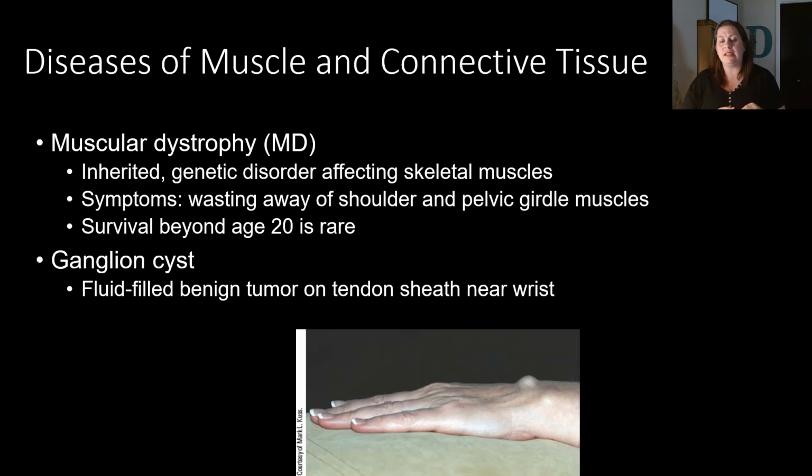Another one we see with the connective tissue with muscles is called a ganglion cyst. Ganglion cysts are a fluid-filled benign tumor that is going to be found in the tendon sheath, and normally it's near the wrist area, like you can see here in this particular picture. Now, the cause for these ganglion cysts is unknown, but they do think that repetitive injuries to the area could be the ultimate cause.